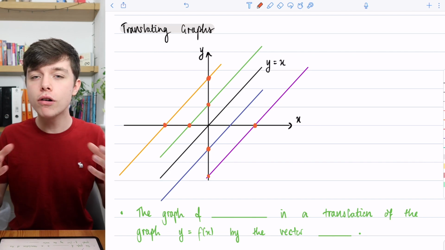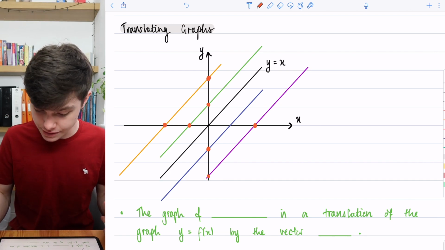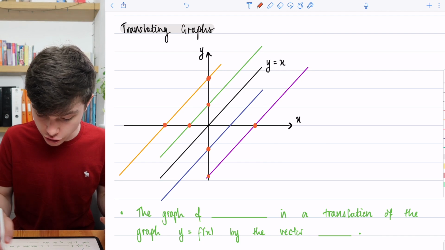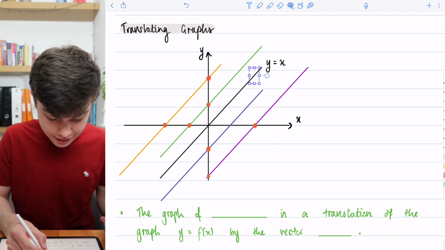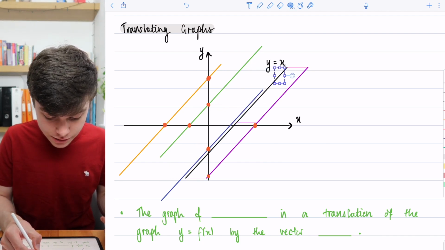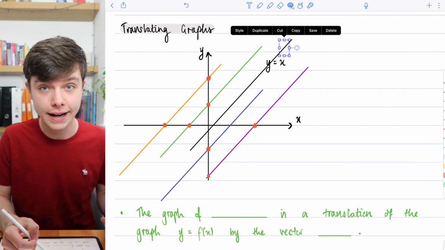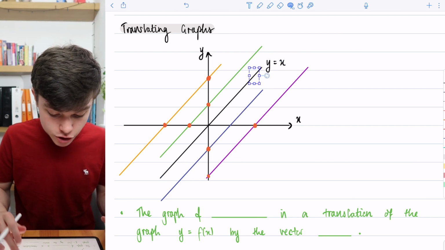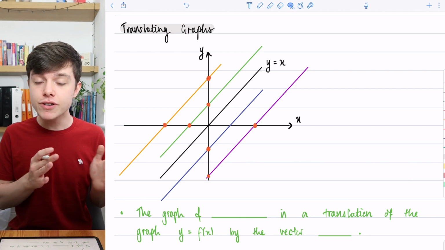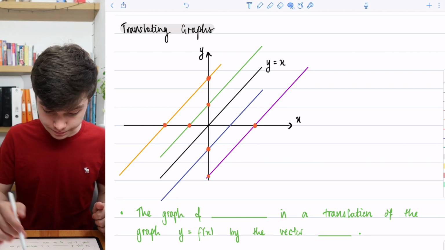We can also do a combination of those two things. So a combination would look something like this. Let's take the line and we could go a little bit to the right and a little bit up like that. Okay, but for the minute, we're just going to focus on going left and right or up and down.